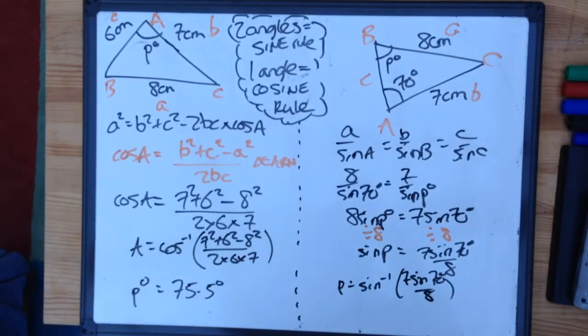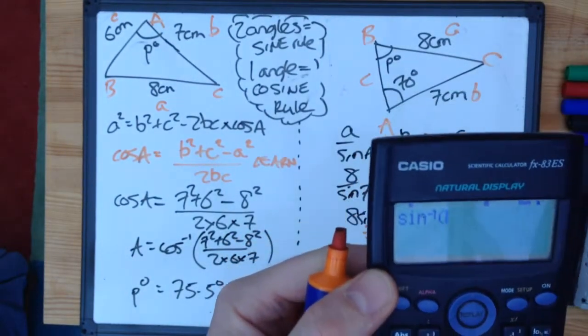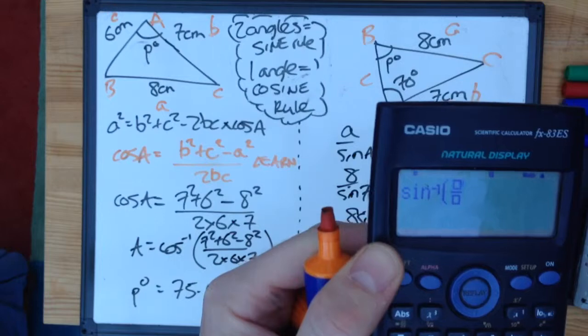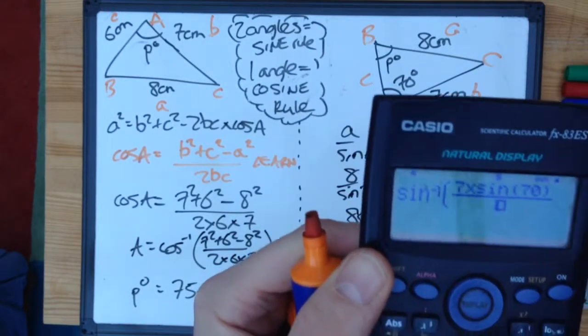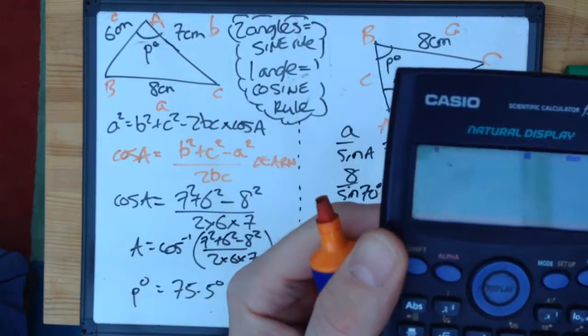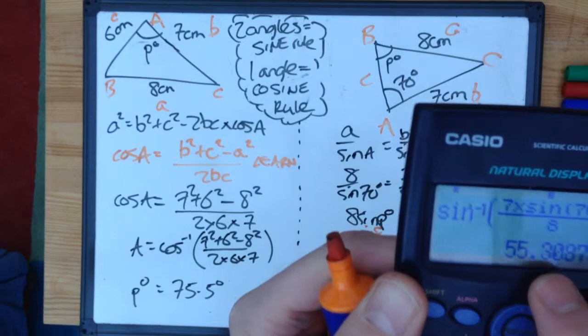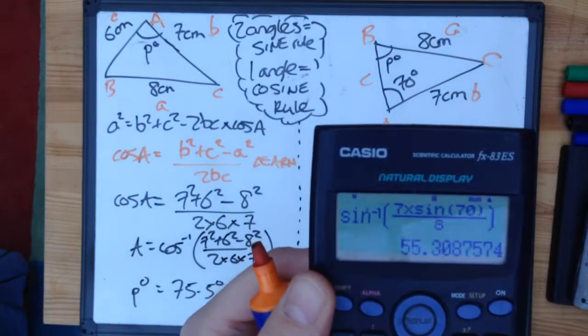So let's do it. So clear all that from the previous one. So shift sin, and then again we need our fraction. 7 times sin 70 over 8. Go to the end, close the bracket, press equals. Again to 3 sig fig. That 3 is the third sig fig. The 0 doesn't change it. So P is 55.3 degrees.